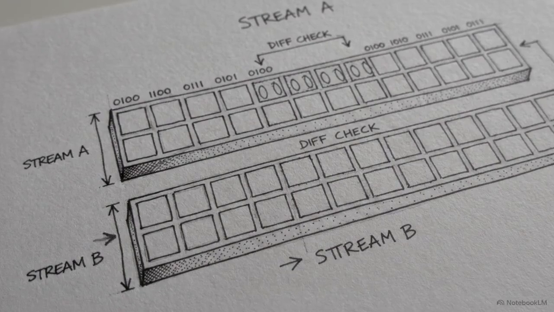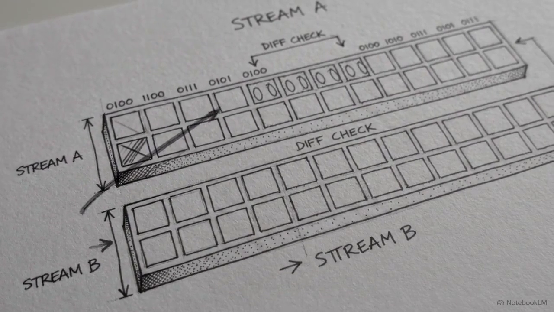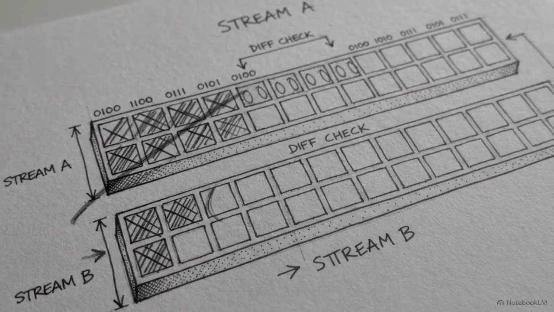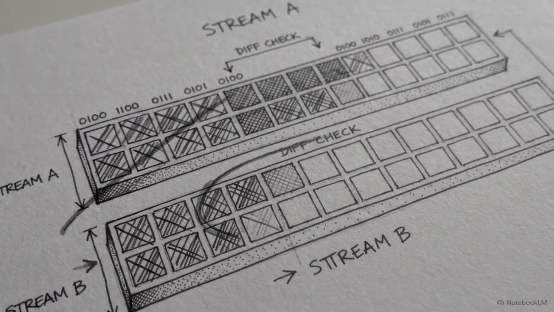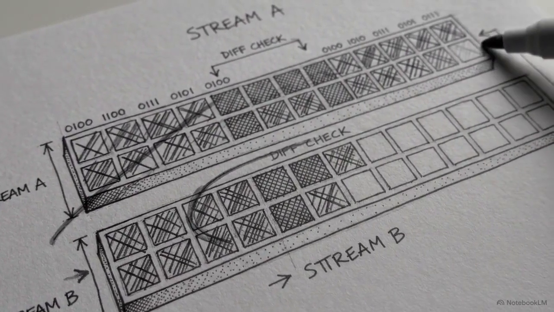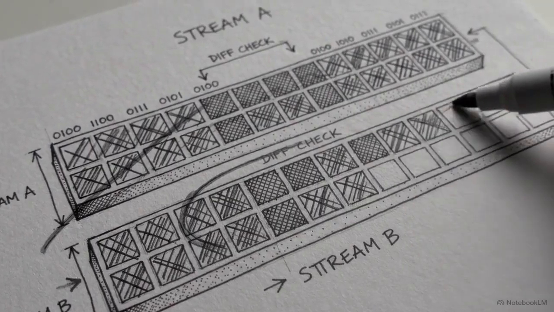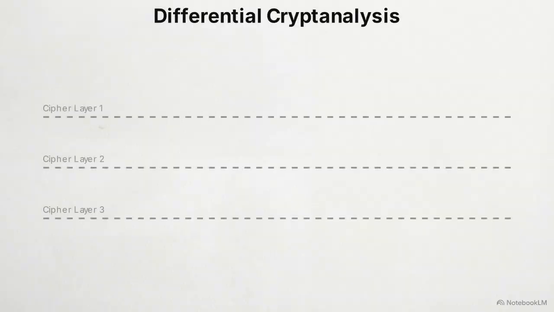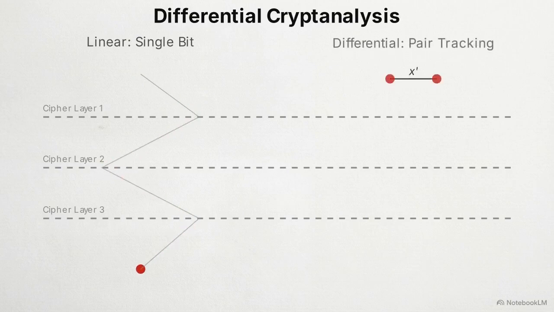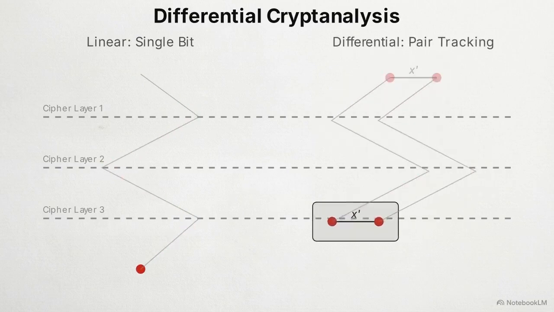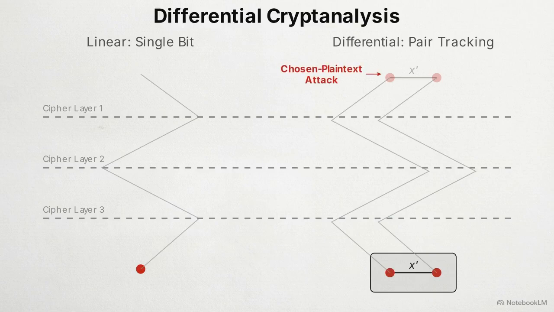Modern cipher vulnerabilities are rarely found by staring at a single encrypted message. Instead, cryptanalysts look at the mathematical distance between two carefully chosen messages. This approach is called differential cryptanalysis. Linear cryptanalysis tries to track single bits of data. Differential cryptanalysis tracks pairs. It is a chosen plaintext attack.